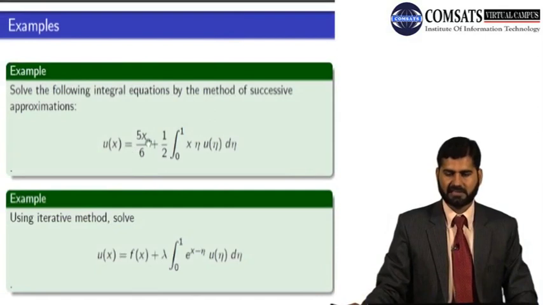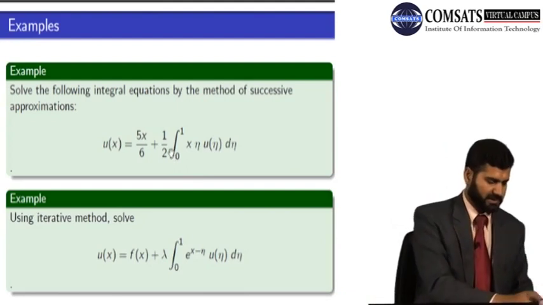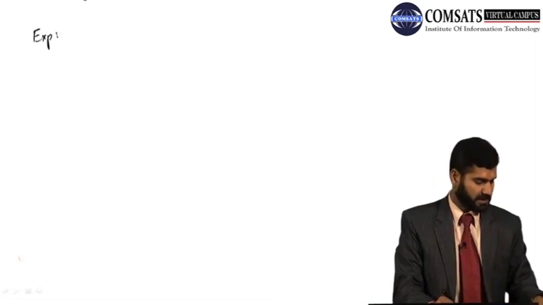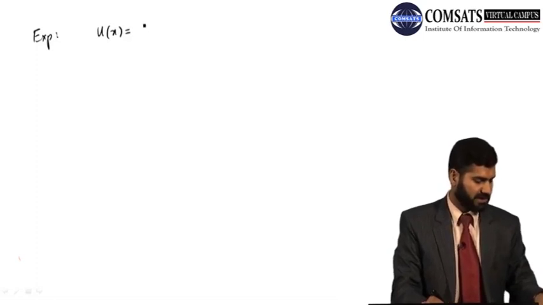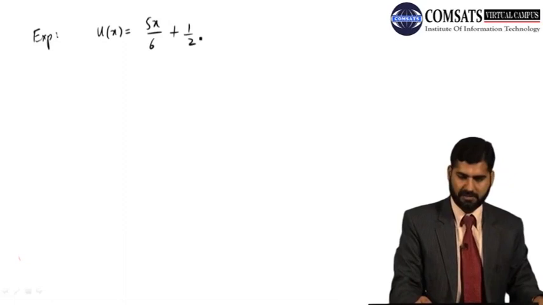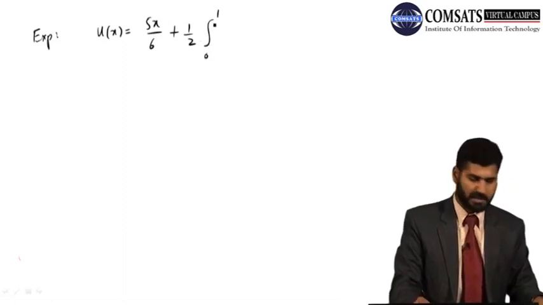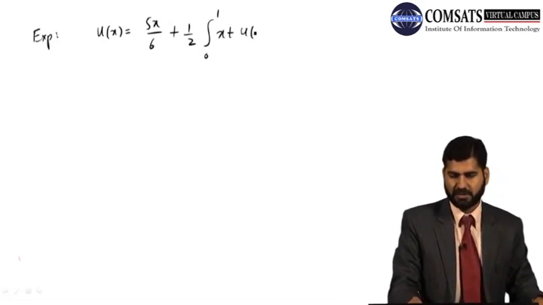One last example, I guess this is another Fredholm equation, right? Solve the following integral equation by the method of successive approximation. So let's see this equation as well. This is a Fredholm integral equation. So another example, it's a Fredholm type integral equation: u of x equals 5x by 6, so this is your function, plus 1 by 2. Lambda is basically fixed at 1 by 2 here. Lambda is not a parameter anymore. So integral of x t u of t dt.